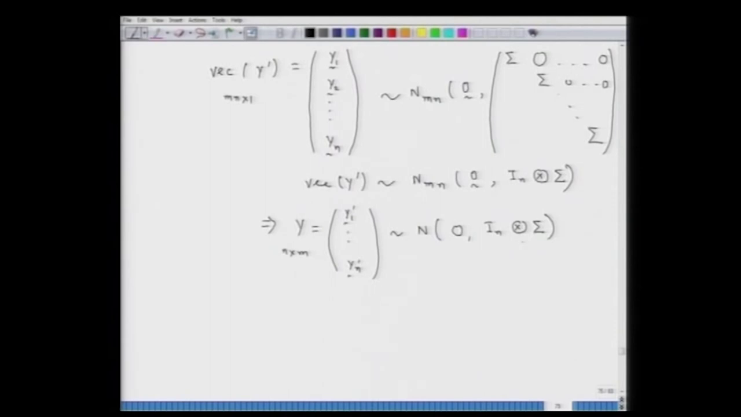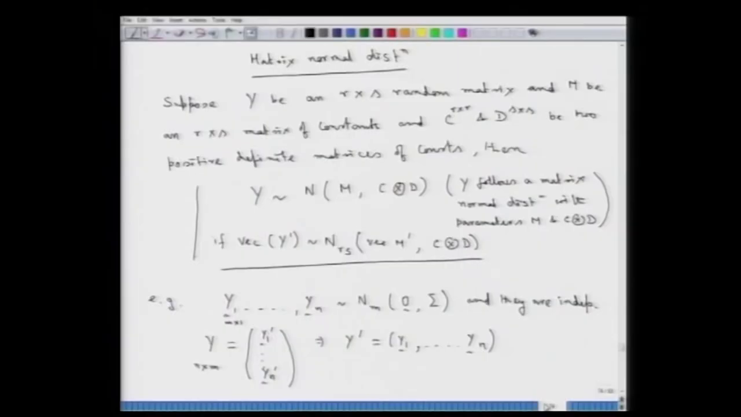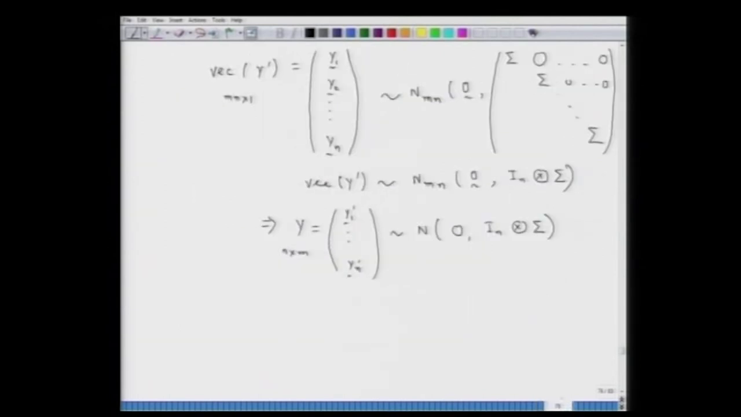So, we see how we actually get a matrix normal distribution from random sampling from a multivariate normal distribution. If we have Y1, Y2, ..., Yn, all multivariate normal (0, sigma), and they are also independent, then if we frame such a matrix Y, this matrix Y will have a matrix normal distribution with the associated M matrix as a null matrix, C as I_n, and D as sigma, the variance covariance matrix of the associated normal distribution.